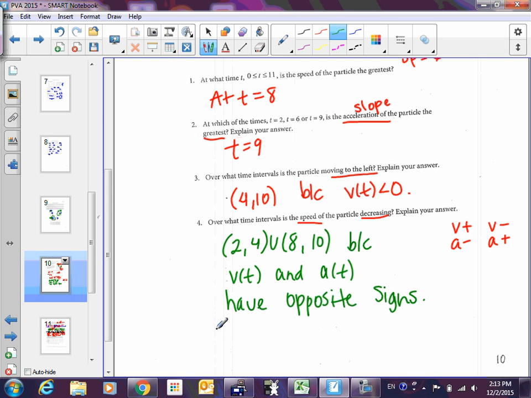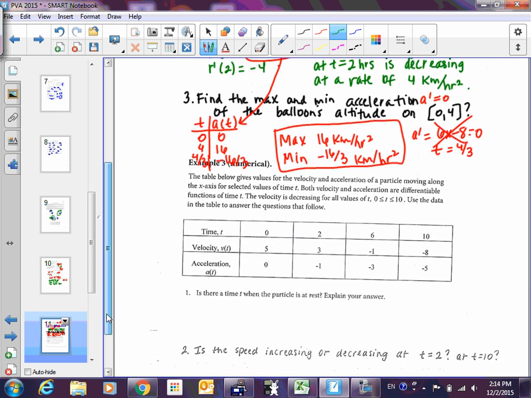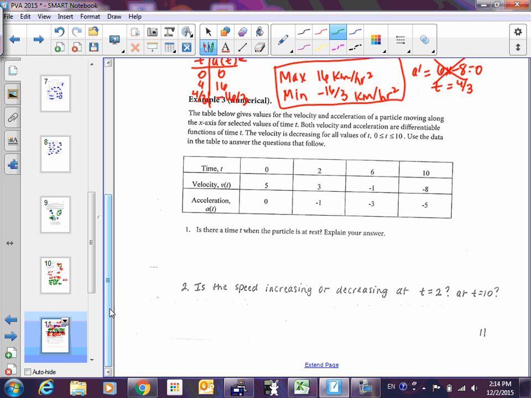Okay. Turn the page. One last problem for today. Okay, we already did that example 2 at the end of class yesterday. So then we get to this table. Okay, let's just do this together. Is there a time when the particle is at rest? We're going to use a theorem to explain our answer. And the answer is probably yes. So what do you guys think?